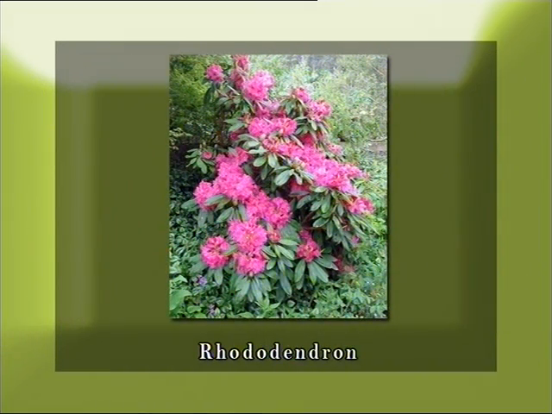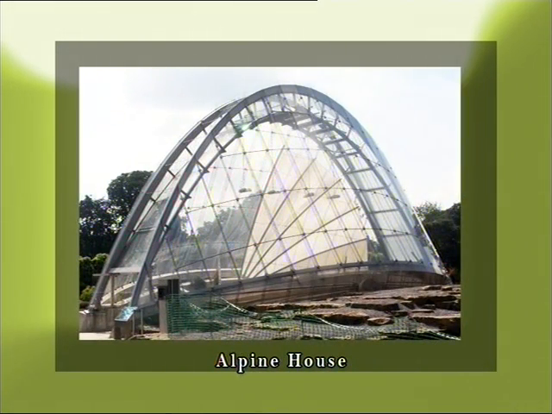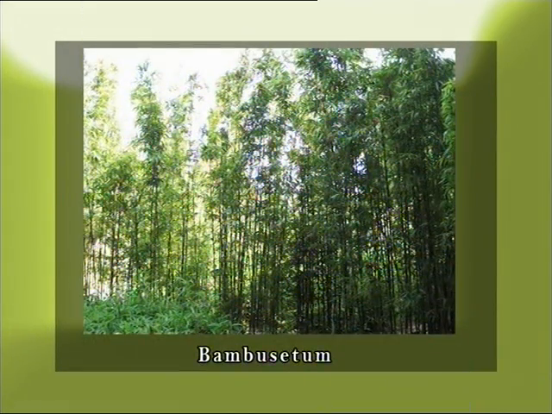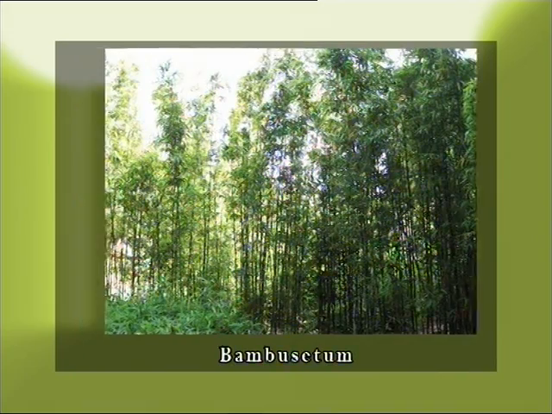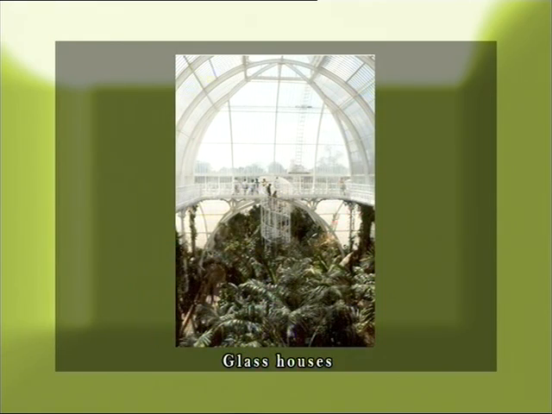A rhododendron garden was introduced by J. D. Hooker, and an alpine house, a rose garden, bamboo garden, and a lily pond by T. Dyer. Its arboretum has over 7,000 species and glass houses over 13,000 species.